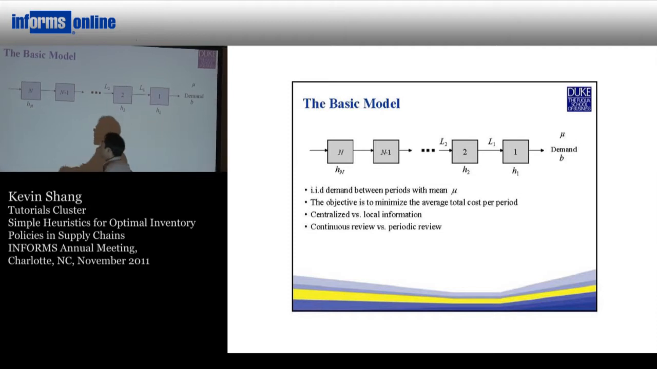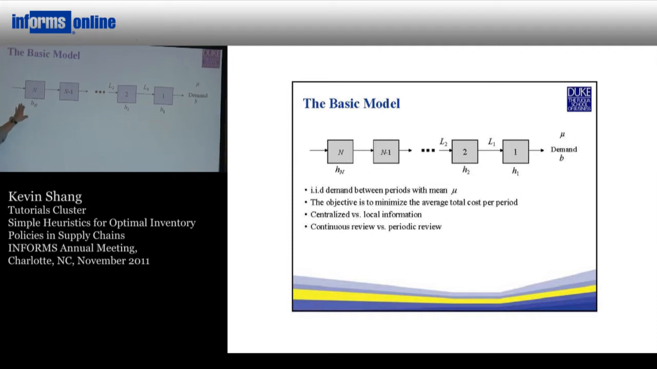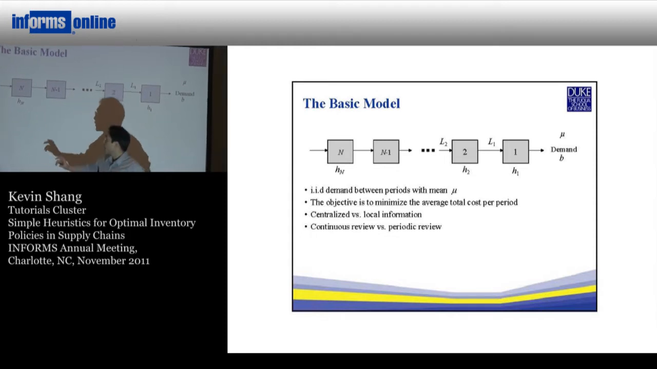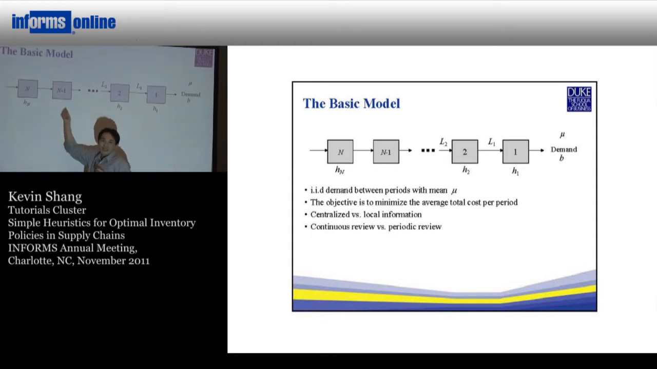The setup is pretty much standard in the sense that every location has a holding cost. Here, Hn, H2, H1 are what we call echelon costs. So what is echelon cost? You can think of echelon cost as the additional holding cost when you move your material to the next stage.